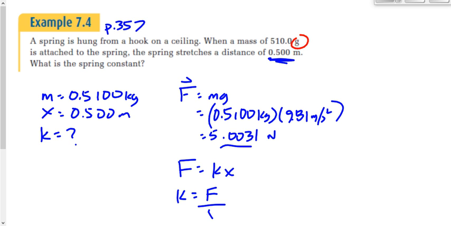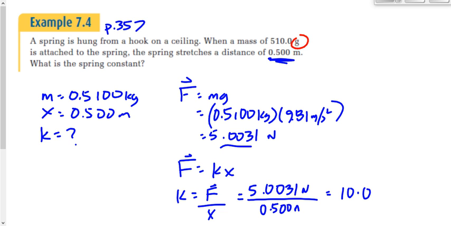So it is useful. 5.0031 newtons divided by the distance that it stretched, x, 0.500 meters. We get 10.0062. To 3 digits, we're going to say 10.0 newtons per meter.